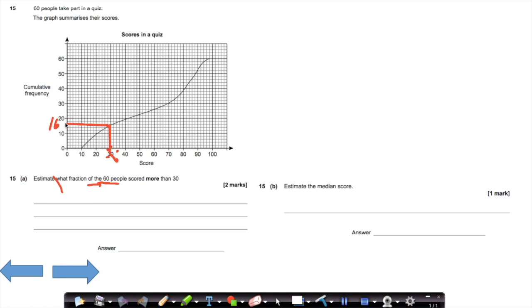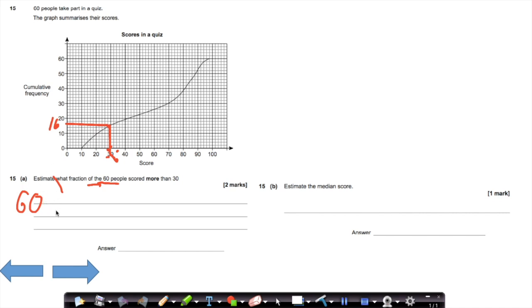So what fraction of people scored more than 30? Your first mark here out of your 2 is for doing that line and reading off at 30. So 30 the score, and then doing that line across. If you put 15 or 16, you would have got that mark. But the second mark is for working out the fraction. There were 60 people overall. That's what cumulative frequency is. It's the sum of all the people or the quantity of whatever it is that took part.